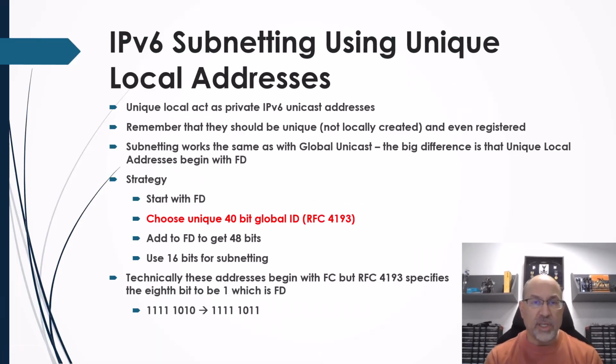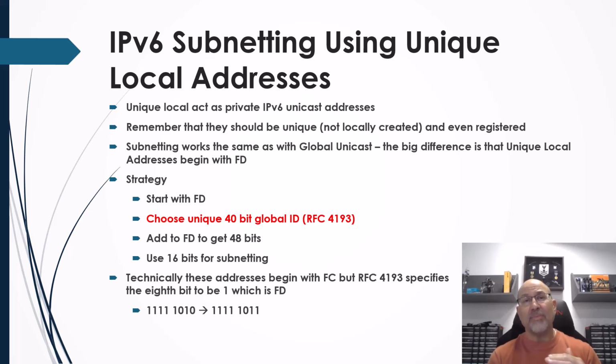Now, IPv6 subnetting using unique local addresses. So we just did global unicast addresses with a global routing prefix. What's that unique local, right? These were also supposed to be globally unique, but they were private. So unique locals act as a private IPv6 unicast address. They should be unique, not locally created.